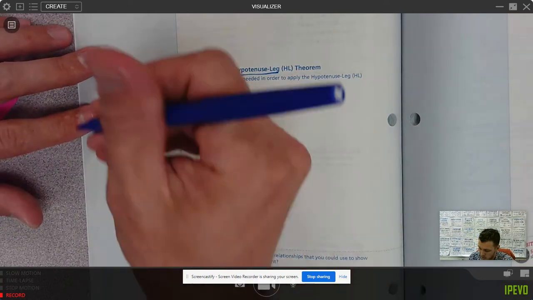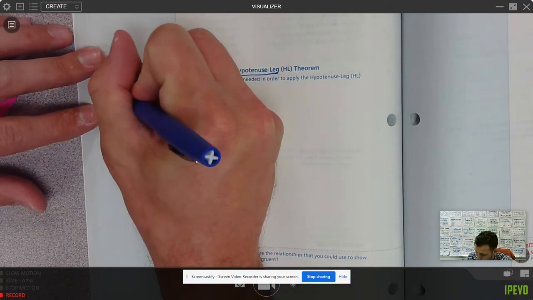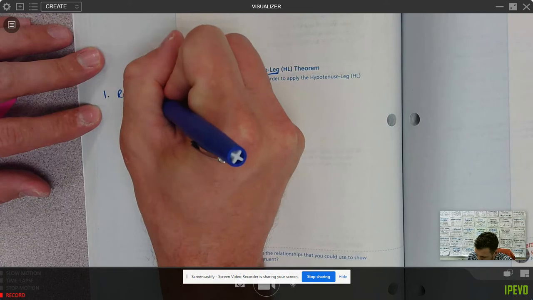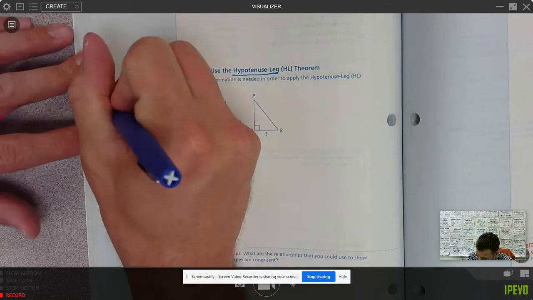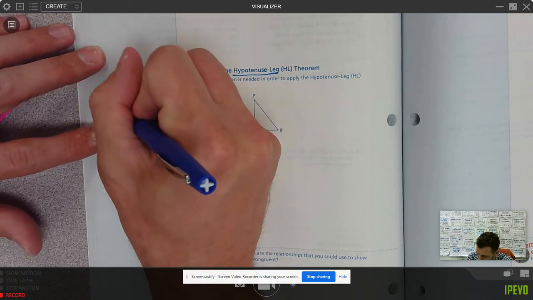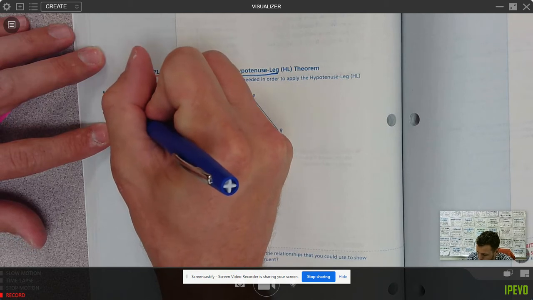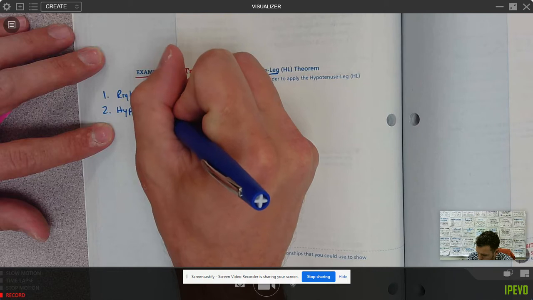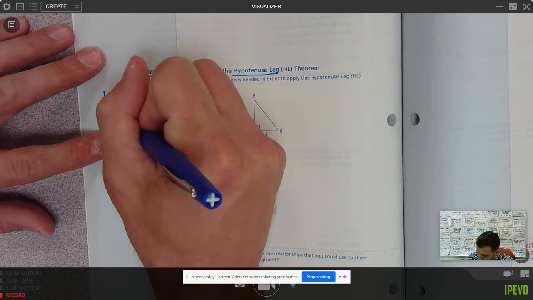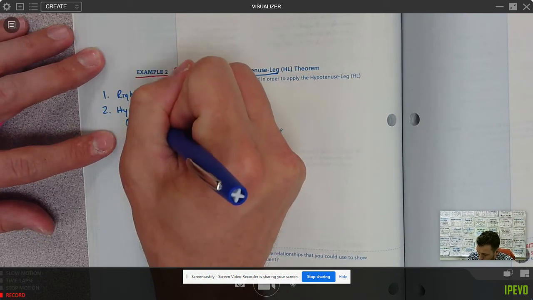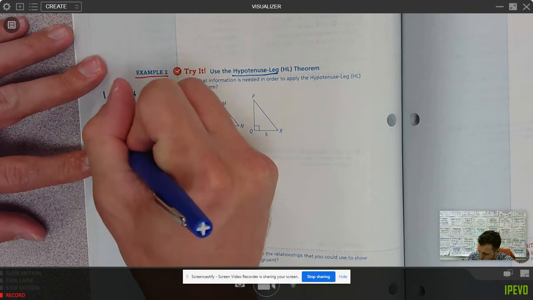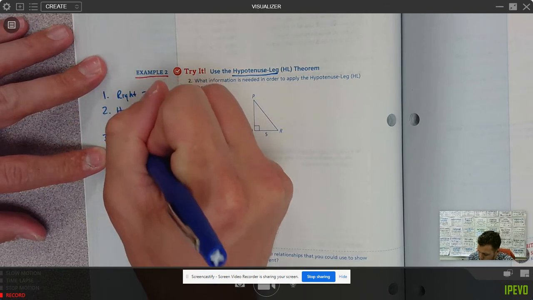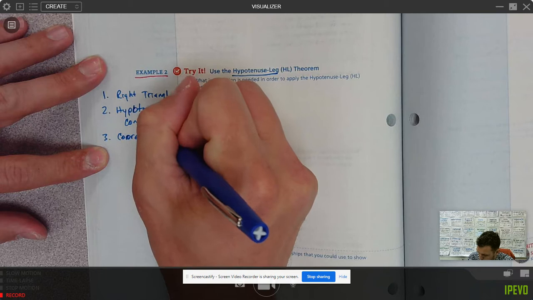All right, so just kind of a note. First thing is it has to be a right triangle. Okay, second, the hypotenuses have to be congruent. Okay, and then we also have to have corresponding legs.